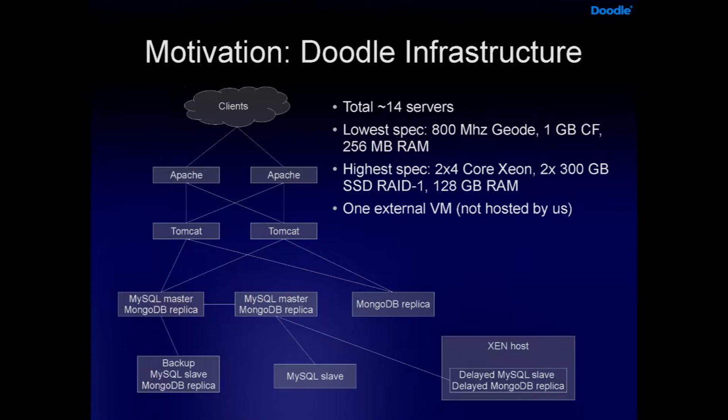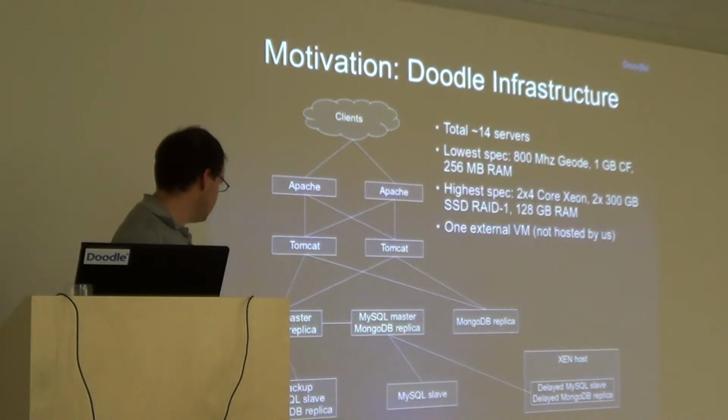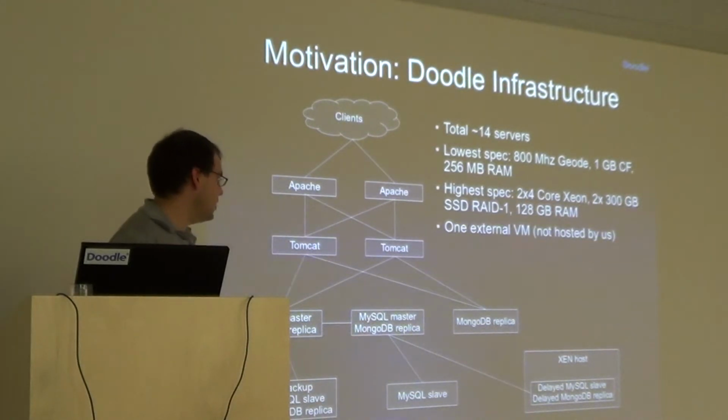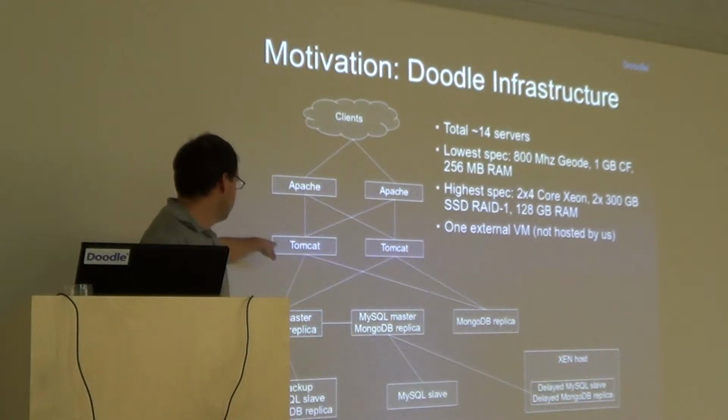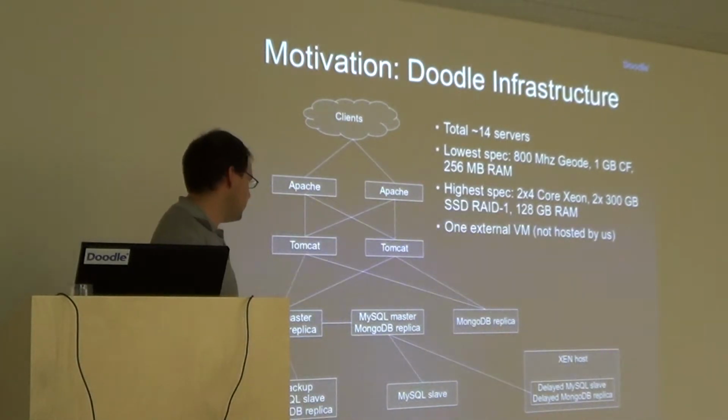So I'll start with our infrastructure. This is more or less the most important Doodle servers. There are a few other machines which are not on this slide, like a build server, some test servers and another Xen host, but they're not very interesting. Basically, we have two entry servers which run Apache and mod_jk. Mod_jk connects to the Tomcat servers. Both entries can connect to both Tomcats for failover and load balancing.